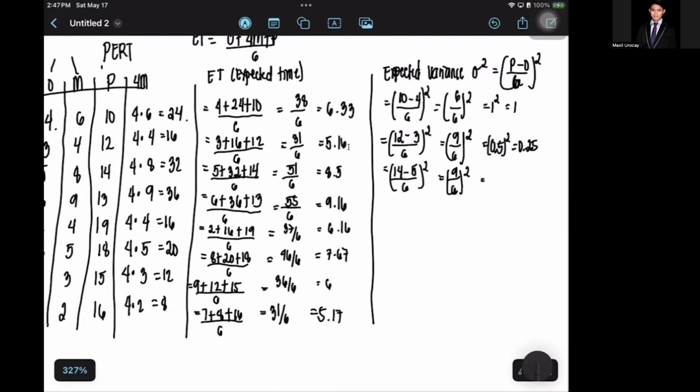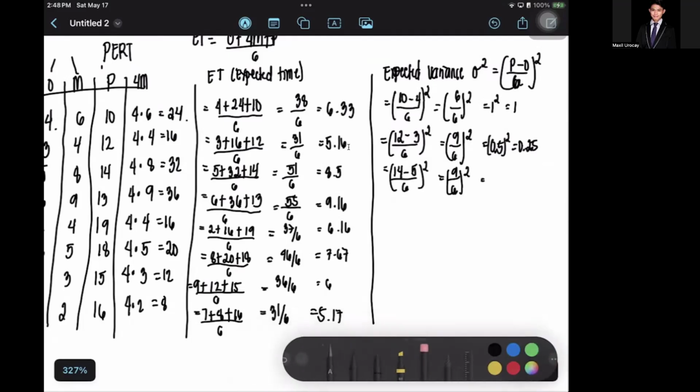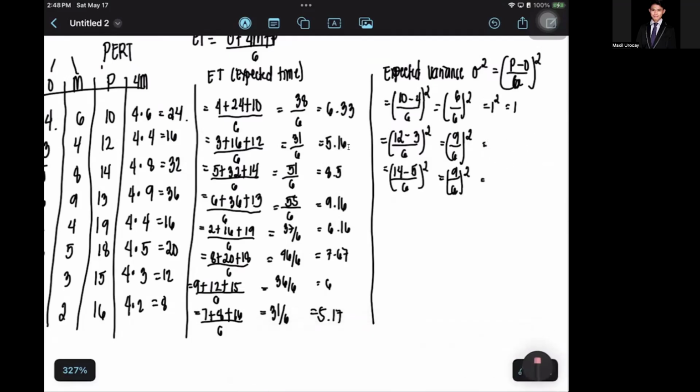I'm so sorry. Let me correct everything because I actually made a wrong answer here. This is actually 1.5. So 1.5 times 1.5 is definitely 2.25. So the same thing here, 1.5 squared is definitely 2.25.